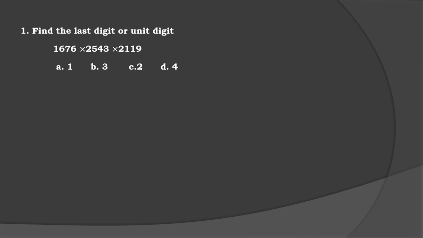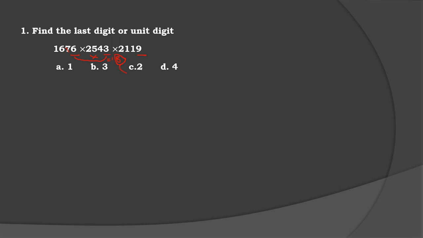1676 into 2543 into 2119. We need only the last digit, right? So take the last digit from all the numbers. Here we have the last digit 6, here it is 3, here it is 9. Multiply first 6 into 3. 6 into 3 equals 18. What is the last digit here? 8 is the last digit.